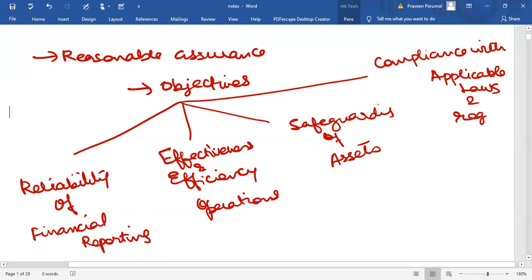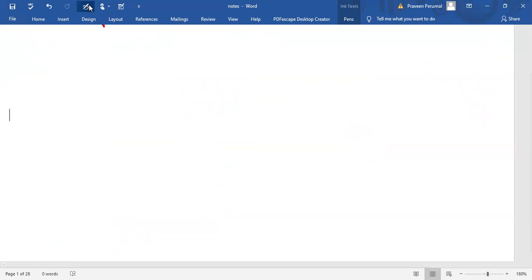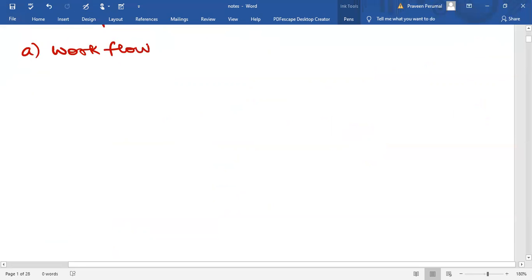Now, when you refer to control, it could mean one or more components of the internal control. So what is the aim of internal control? It has got a lot of aims. First aim, provide the workflow at various stages. Second, segregation of functions, both accounting and custodial function.